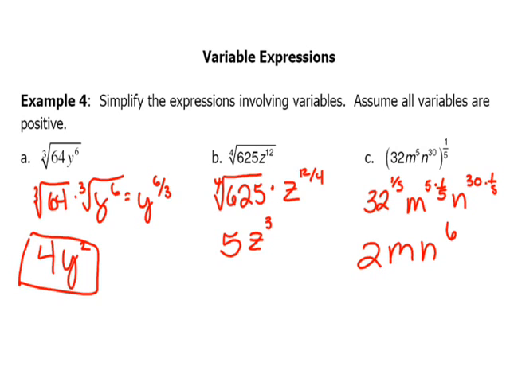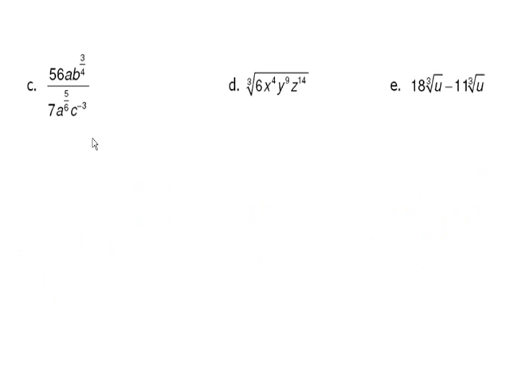Pretty straight. All right, so this looks spectacularly complicated, but it's not if you just break it apart. So it breaks apart into 56 divided by 7 times a to the 1st divided by a to the 5/6 times b to the 3/4, and there's no other b, so that's it, times, and then this c is on the bottom, and it's negative, so we're going to move it up top, so it's times c to the 3rd.